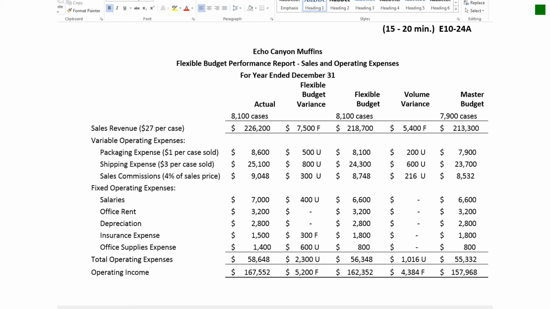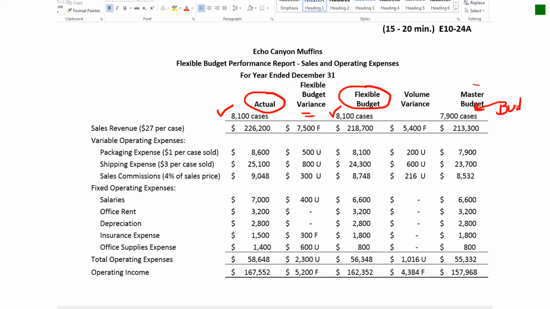Okay, so you'll notice we've got 3 columns here. We've got the actual, notice 8,100 cases. Notice we've got the flexible budget, same volume. And then notice the master budget, you're still using that budget number, okay?